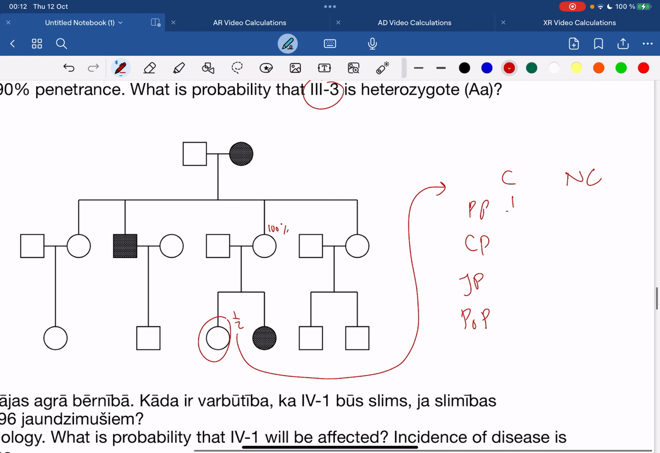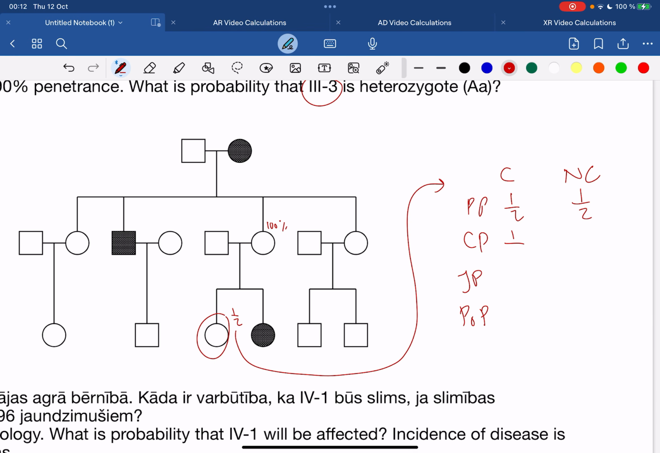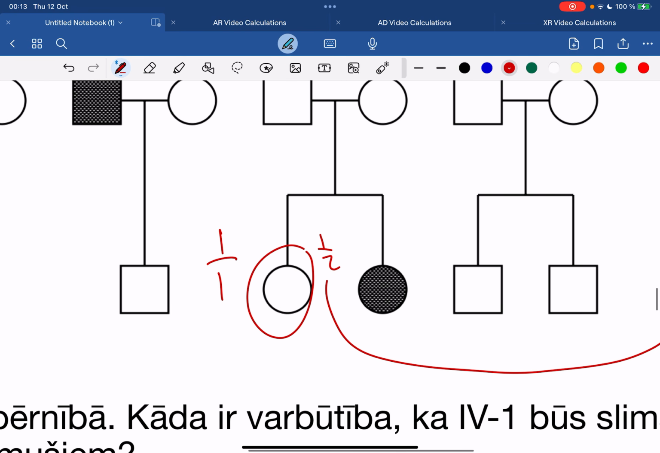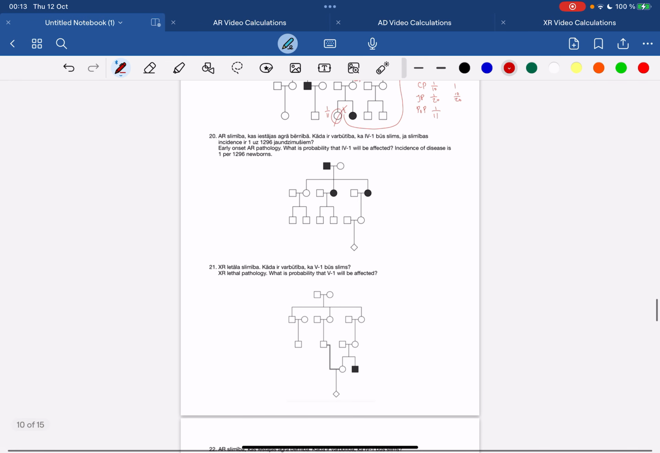So here we go, 1/2 here, 1/2 here. Conditional probability is the rest of the penetrance. So if the penetrance is 9 out of 10, this would be 1 out of 10, and 1 out of 20 and 10 out of 20, then 1 out of 11, because the 1 I get here, and then the 11 I get from summating this plus this. So here would be 1 out of 11. That is it for number 19. Now we only have 3 left.